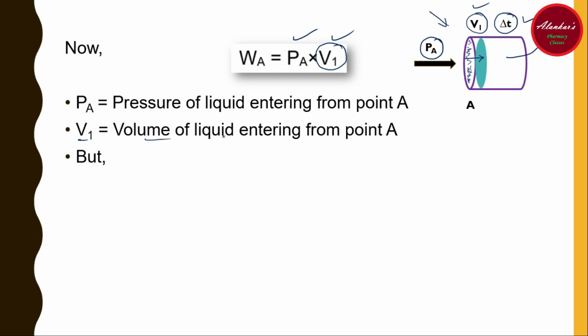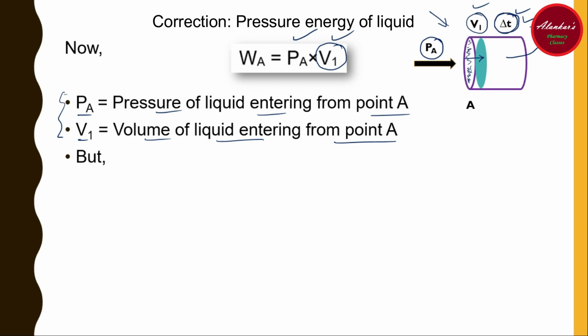V1 is the volume of the liquid entering from point A at the given time. PA is the pressure of the liquid entering from point A, and what is this V1? V1 is the volume of the liquid entering from point A. Sometimes this calculation is also represented or also known as the pressure energy of the water.